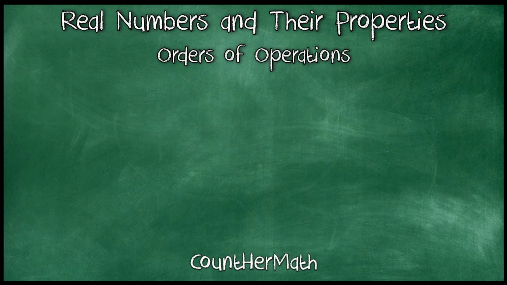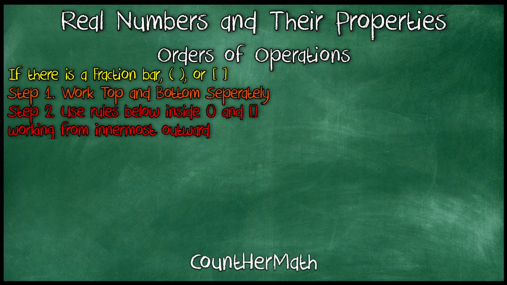On to order of operations, but with algebra. The rules are basically the same, but it just looks a whole lot more intimidating. So let's go over our rules real quick. If there is a fraction bar or we have parentheses or brackets, we're going to do these first two steps. Step 1, work through the numerator and the denominator separately. We'll work through the top of the problem and the bottom of the problem before we try and combine them.